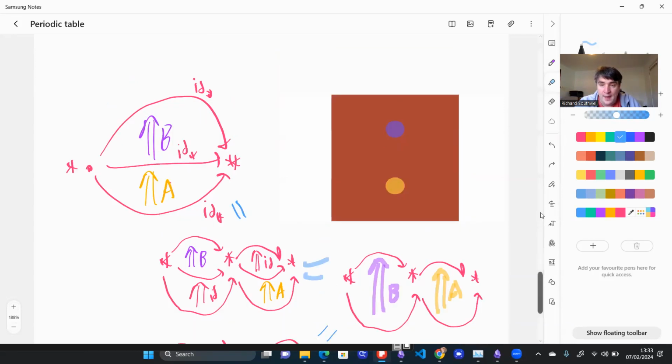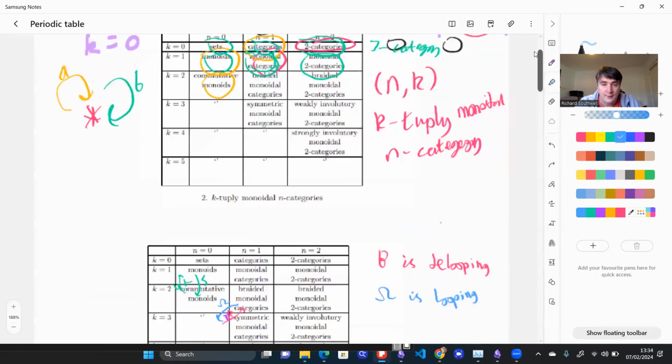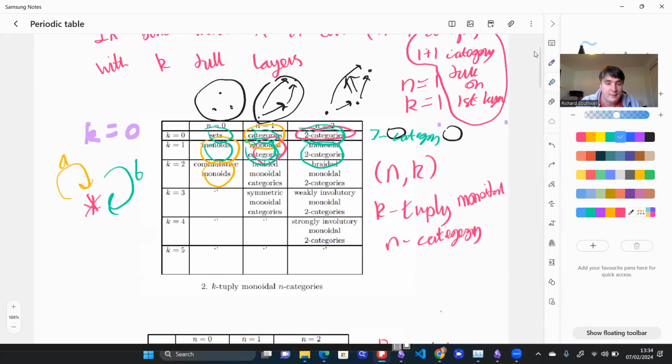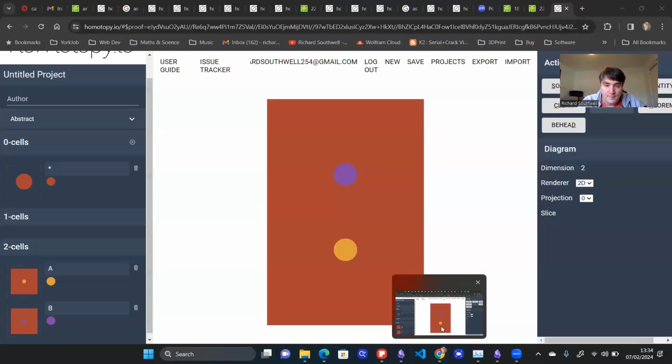So if we go up to our periodic table of n categories, what it says is that if we take a monoidal category with 1 object, or equivalently, a 2 category that's dull on the 0 cells and the 1 cells, that's going to look like a commutative monoid. So let's see if we can actually see this in Homotopy IO.